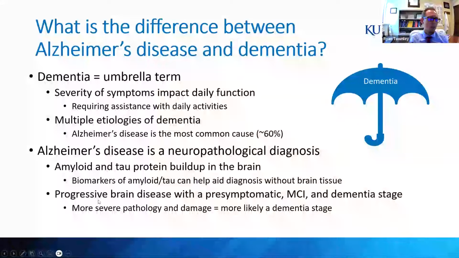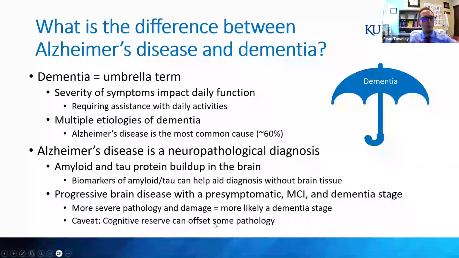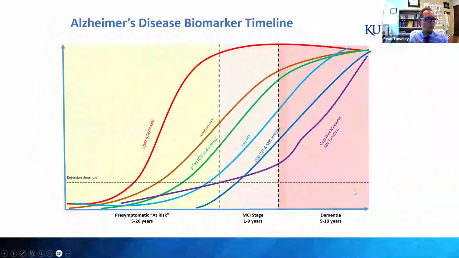But the nature of these diseases being progressive, right? The more severe pathology that we find in the brain, especially with the tau protein, where is it in the brain and how dense is it, is more likely later stages of dementia. With cognitive reserve being one of those things that can offset some of that pathology. So you can't always look at someone's brain and say, oh, yep, that's got to be severe dementia or not, right? But for most people, it's pretty linear there.